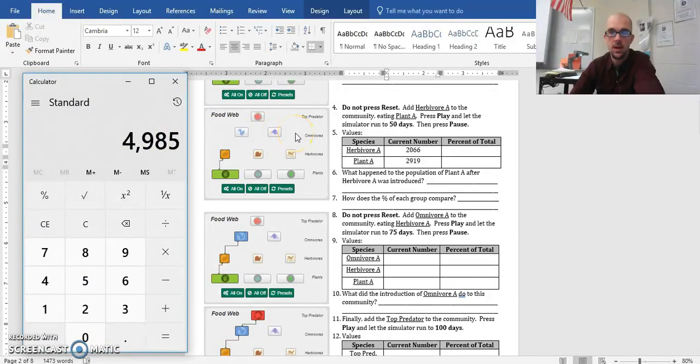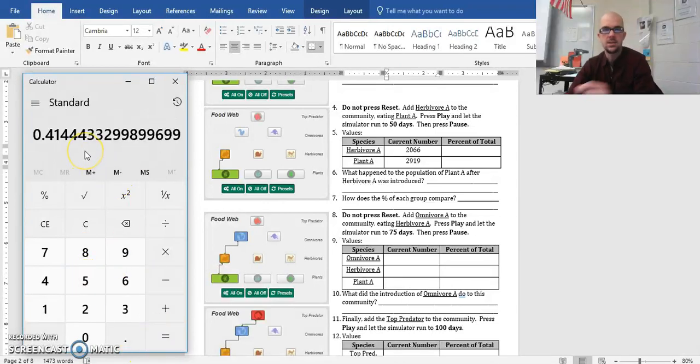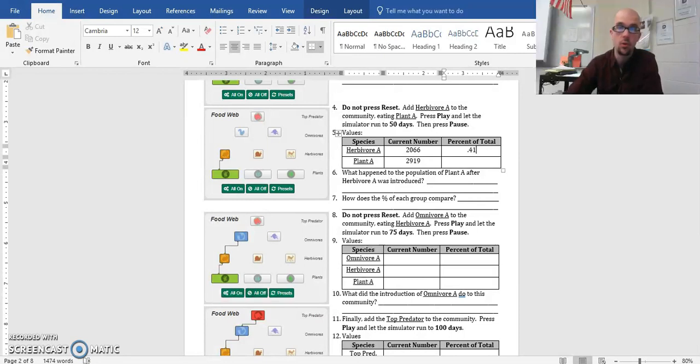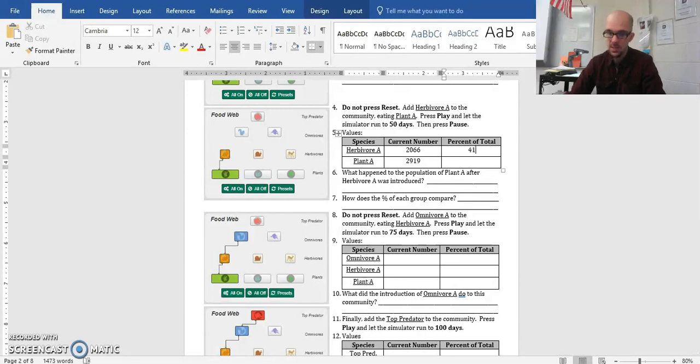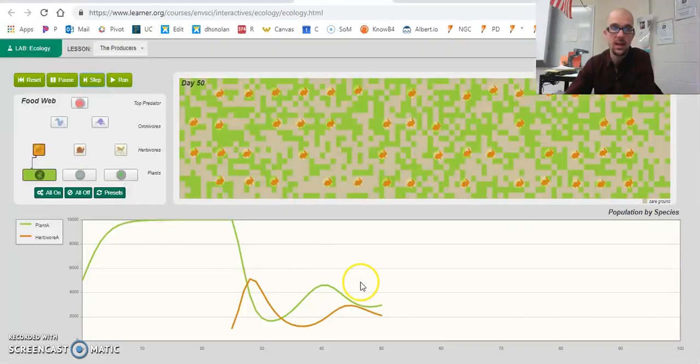So to do this, I'm going to take my current number for herbivore A. So 2,066, and I'm going to divide that by my total, which I think was 4,985. I think that's what it was, equals. And so you're going to get this number, 0.414. Let's round it to the nearest percent. Now, you wouldn't report this as 0.41. That's not really the percent. In order to do that, you still have to multiply this by 100. So if I multiply that by 100, that means that my percent is really 41 if I round to the nearest percent. So the percent of total is 41 for herbivore A. So in this case, 41% of my organisms in that situation are herbivore A.